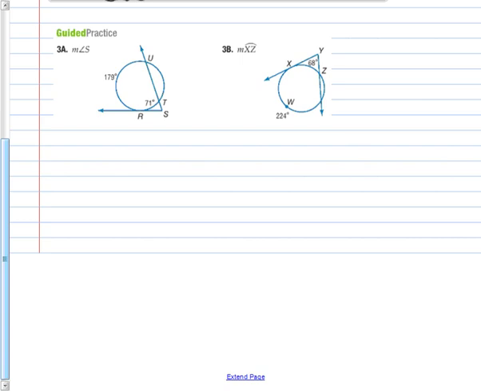Let's look here. Figure out the measure of angle S. So here we have an angle on the outside of a circle formed by a secant and a tangent. So we know that the measure of angle S equals 1/2 the difference, 179 minus 71. What's the answer? 54?